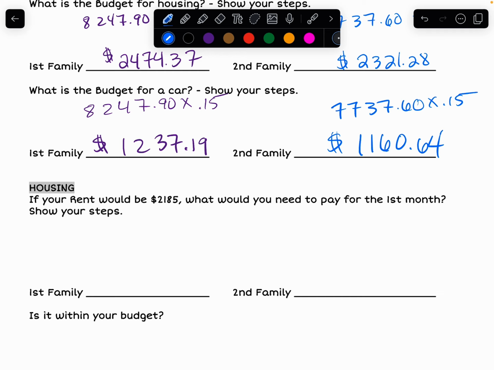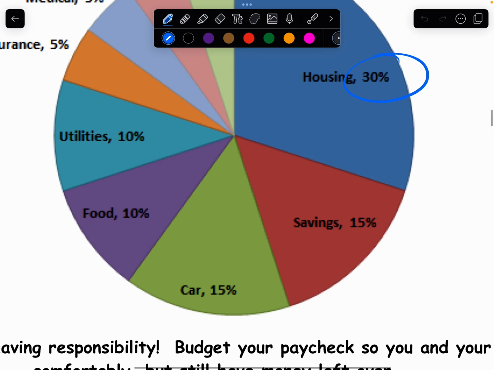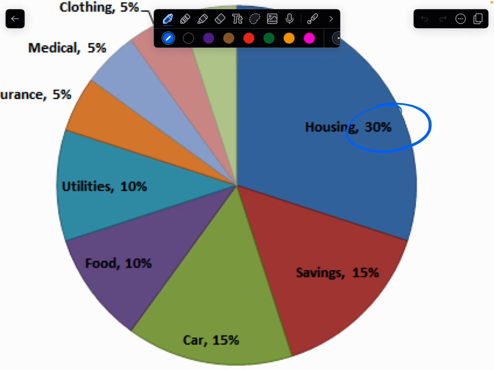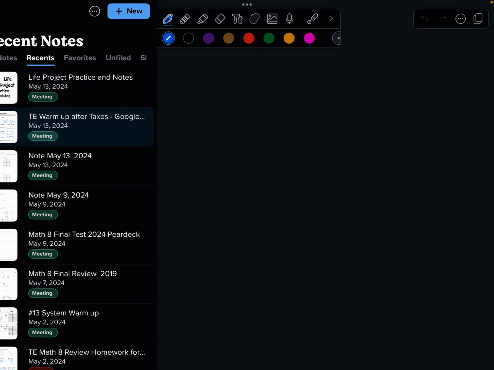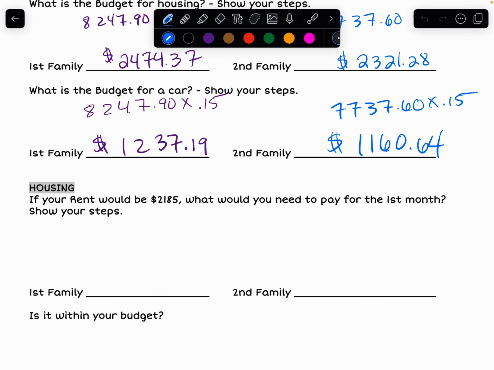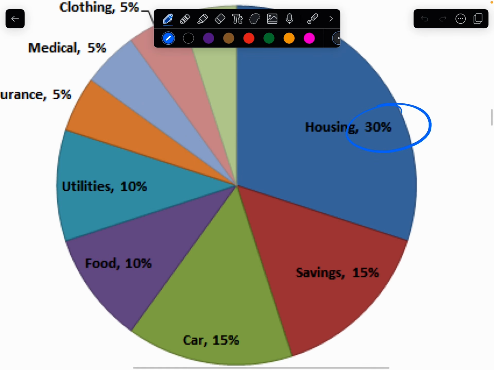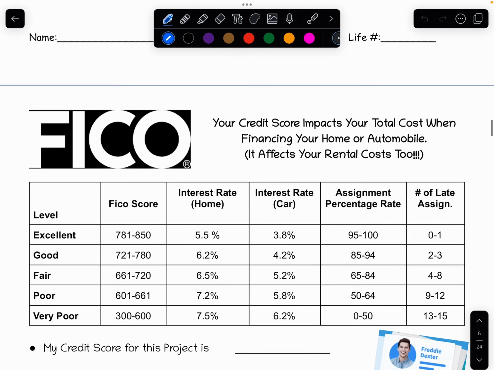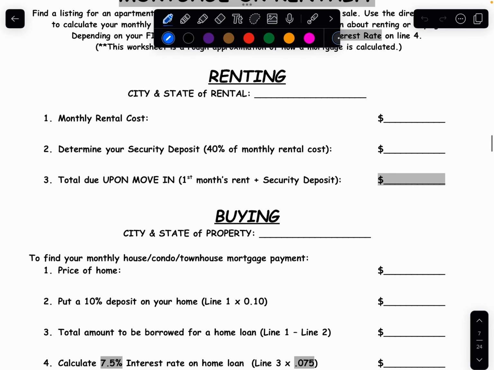Okay, housing. So we're looking at rent. Rent is 30%. We just did that, right? Sorry about that. If your rent was $2,185, what would you need to pay for the first month of rent? Okay, we're going to use this 40%. So we take the monthly cost and multiply it by 40%, and we add those two numbers together.